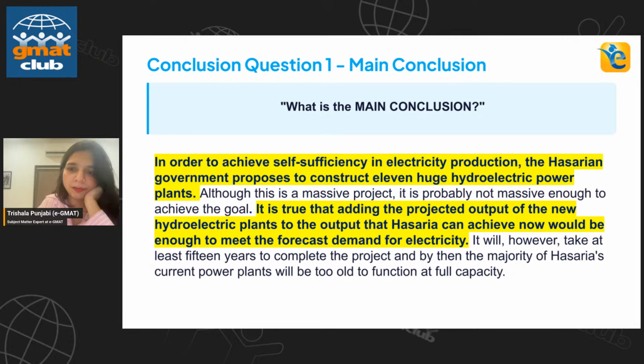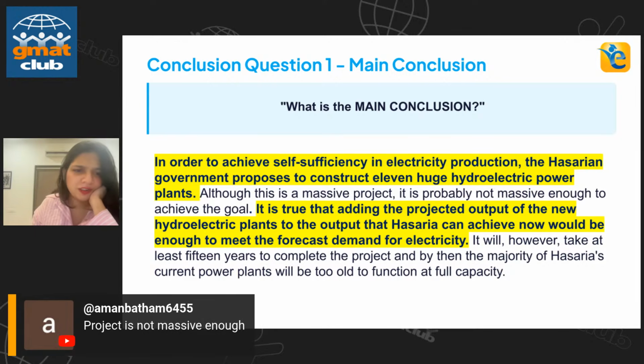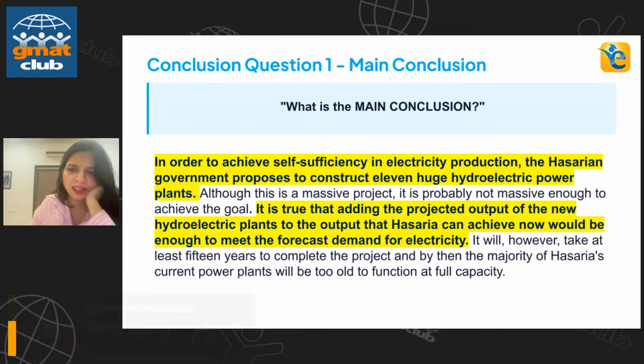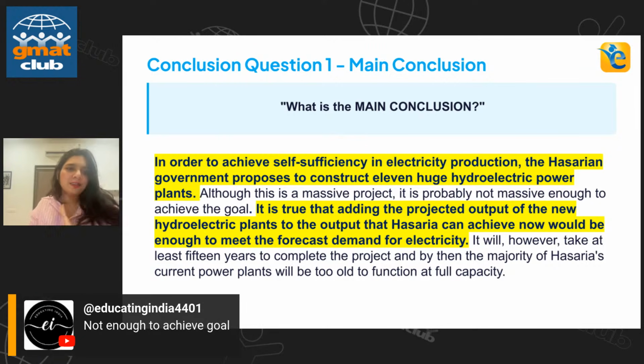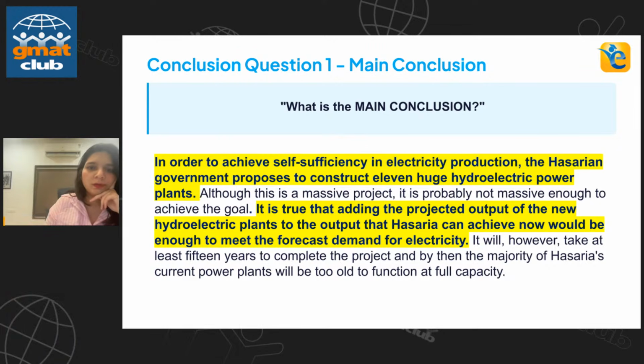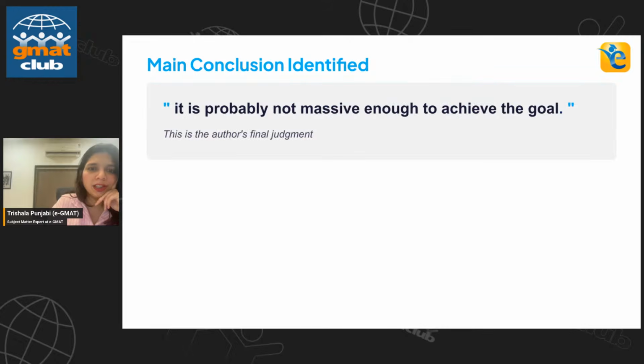Okay, tell me. Project is not massive enough. Perfect. I mean, if you want it to be, yes, I love this one. It is not enough to achieve the goal. So what is the main conclusion? That it is probably not massive enough to achieve the goal. That is the author's final judgment.